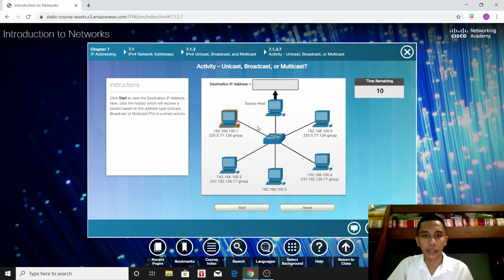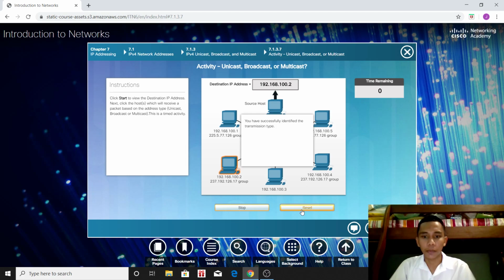So let's try this. Okay, start. The address is 12.168.100.2. So this one. Okay, you have successfully identified the transmission type. So, another one.